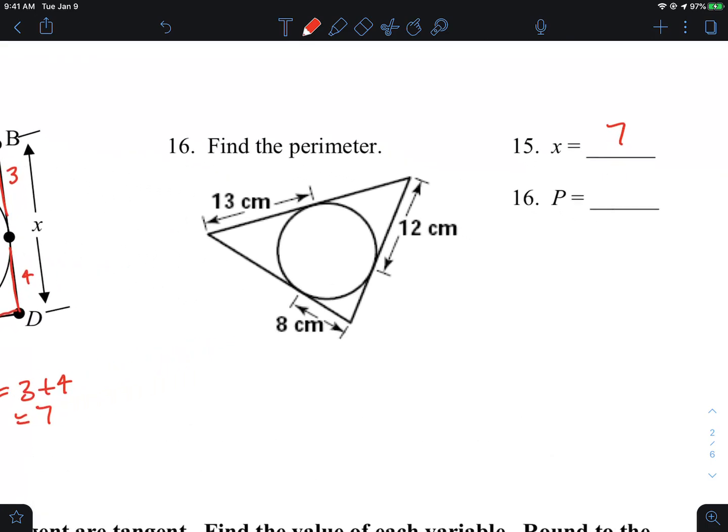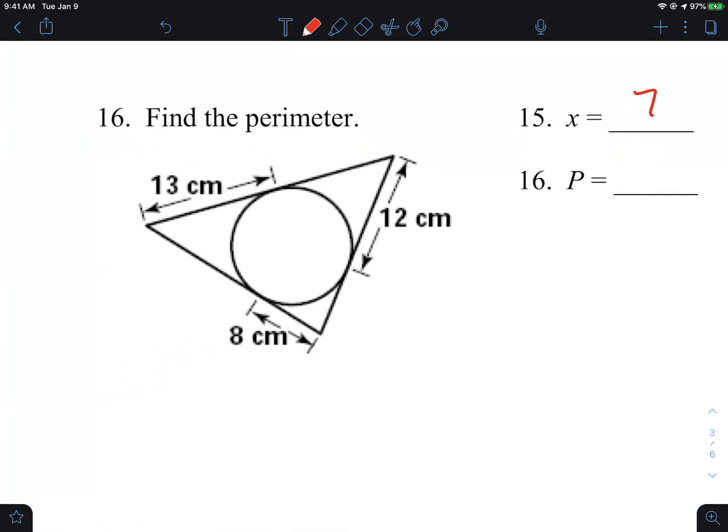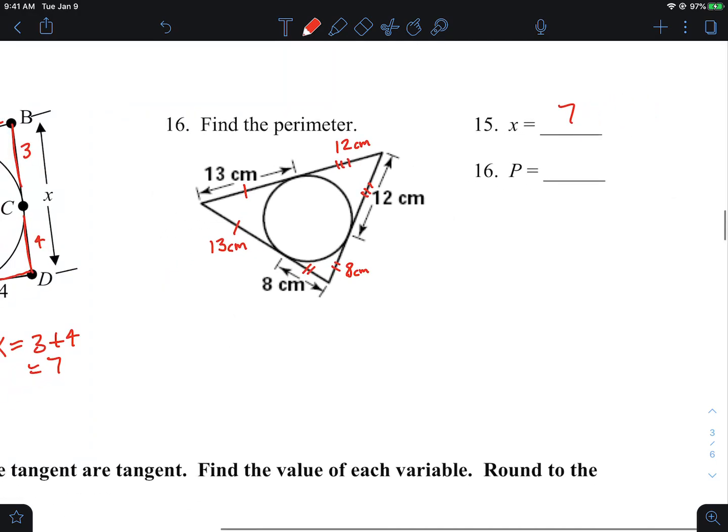Alright, next one here, find the perimeter of this triangle right here, using the same idea here. If this is 13, this side's 13. If this side here is 8, this side here is 8. If this side here is 12, this side here is 12. And then we can go and add up all the sides.